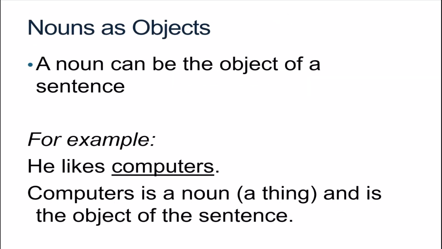Nouns can be objects in a sentence. For example, he likes computers. Computers is a noun and is the object of the sentence.